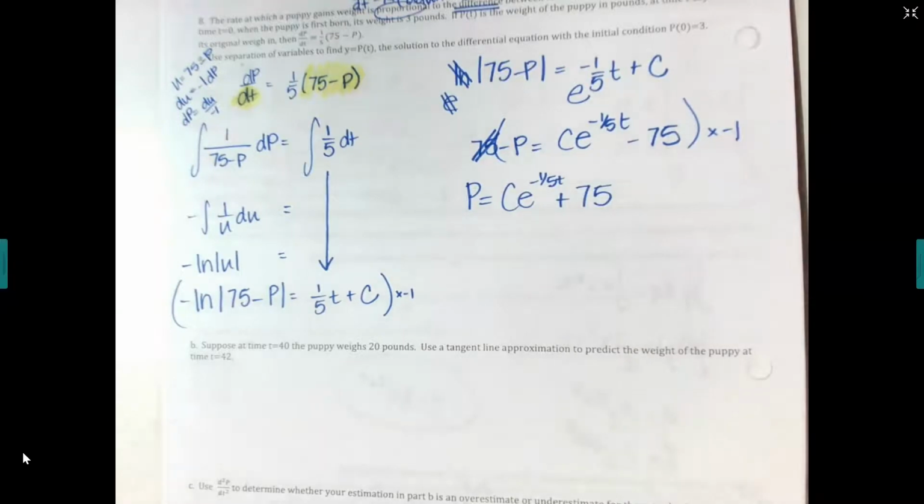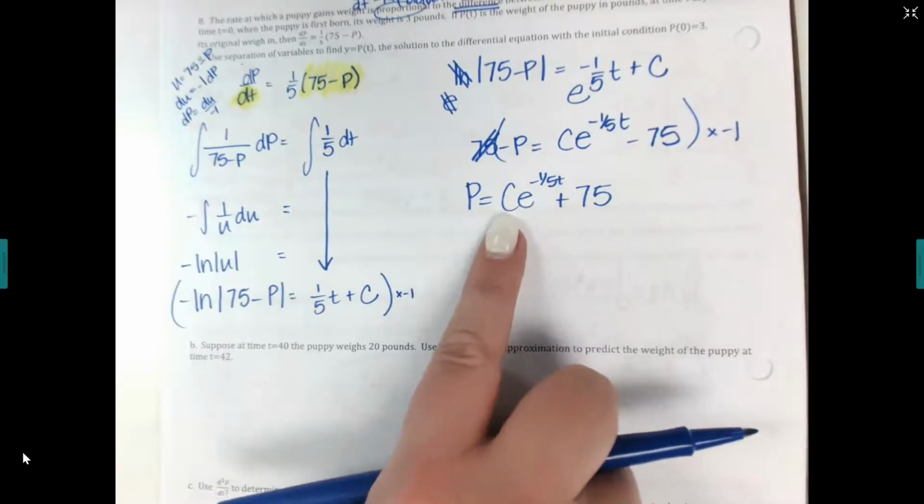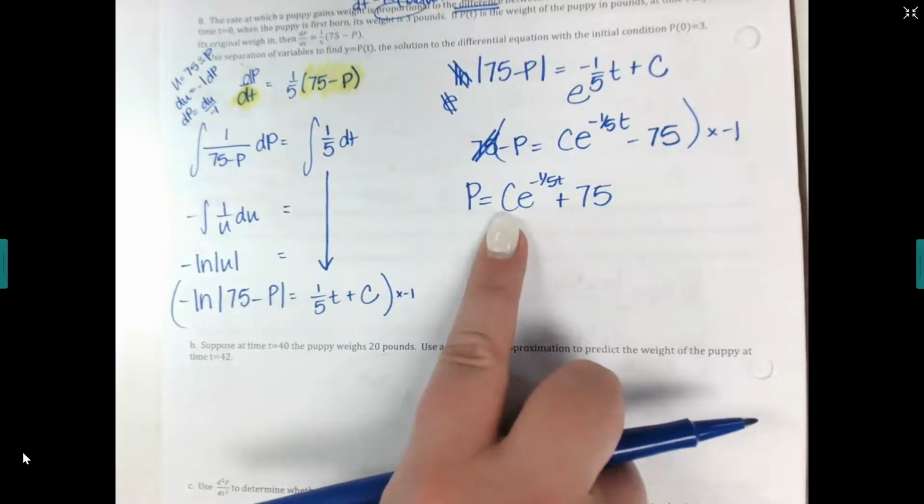That's your general solution. Then what's the ordered pair that they gave us? P of 0 is 3. Now, sometimes people are like, oh, well, if that's a 3, then C is 3. That is not always true. Sometimes it's true, not always. Let's see if it's true here.